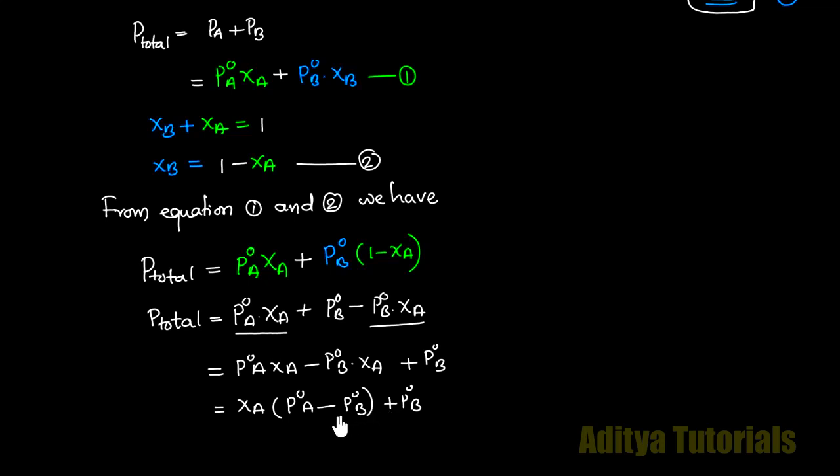Okay, now in this case, we got that the total vapor pressure is directly proportional to the mole fraction of component A or B, since P naught A and P naught B are constants for particular liquids. You remember that P naught A and P naught B are constants for particular liquids at a particular temperature. This relationship can be expressed with the help of a diagram that we'll see now.